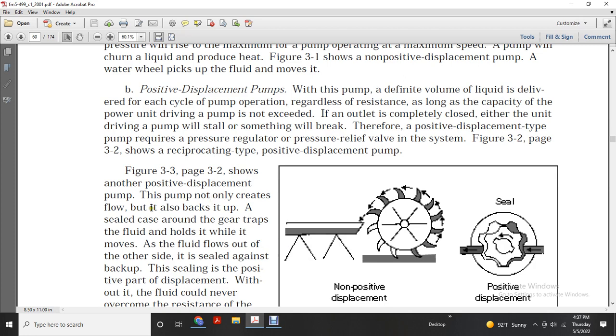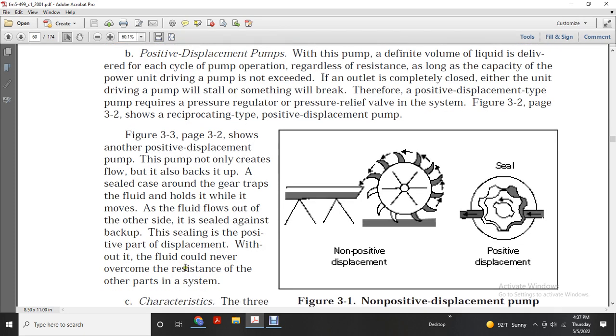The pump does not only create flow but also backs it up. The sealed case around the gear traps the fluid and holds it within it. The fluid moves and flows to the other side. The seal against the back flow is the sealing of the positive displacement part. Without it, the fluid could never overcome the resistance of the other parts of the system. This shows the difference between a non-positive displacement pump and one sealed as a positive displacement pump.